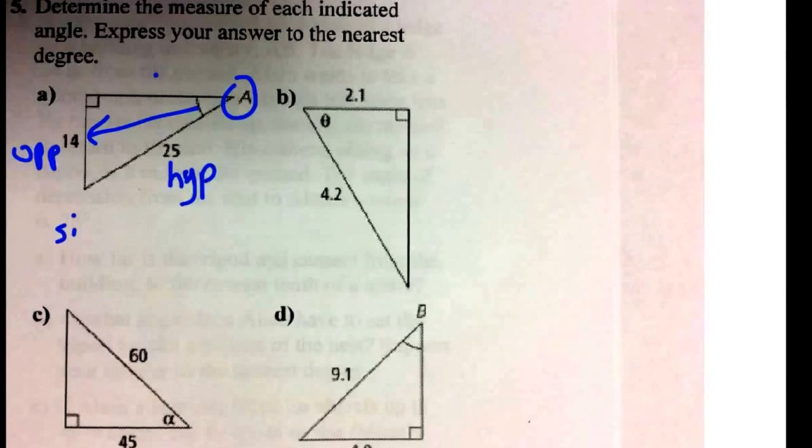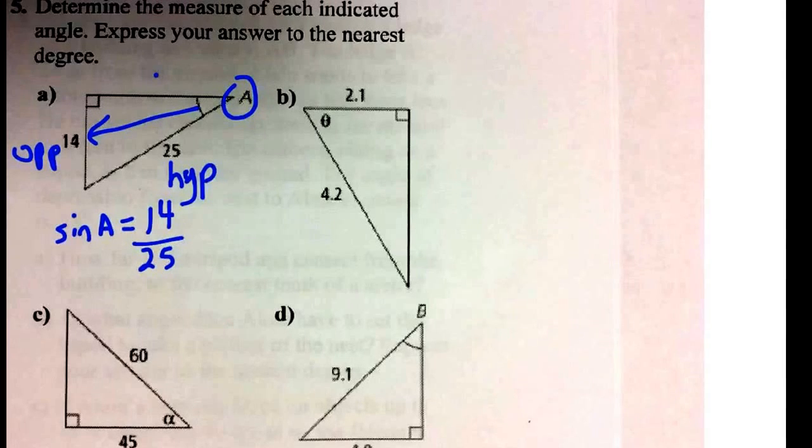So we'd have sine of A equals our opposite 14 divided by hypotenuse, which is 25. And remember with these ones we just want to do second sine, right? We want to get rid of that sine. So you'd go sine shift or second sine brackets 14 divided by 25. And that gives us an angle of 34 degrees.